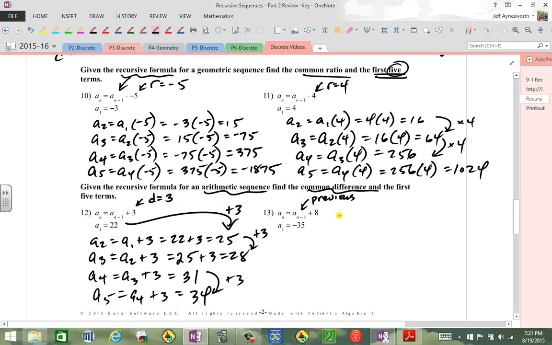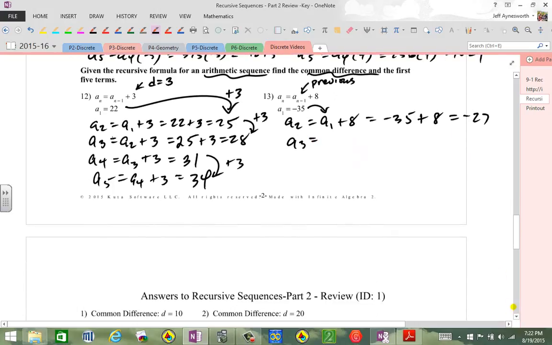So the second one is equal to the previous one, which is a1, plus 8. Now, if the first one is negative 35, I take negative 35 and add 8 to it, which is negative 27. The third term is the second term plus 8. So I add 8 to my answer. So negative 27 plus 8 is negative 19.